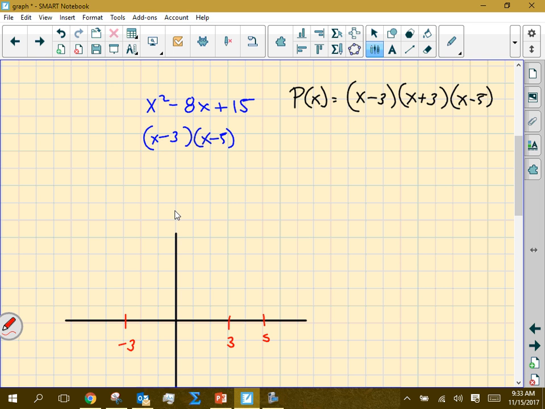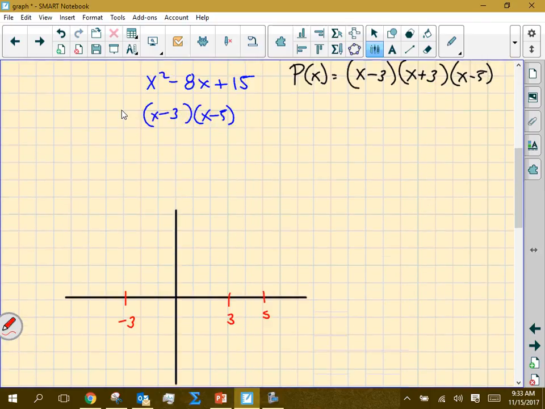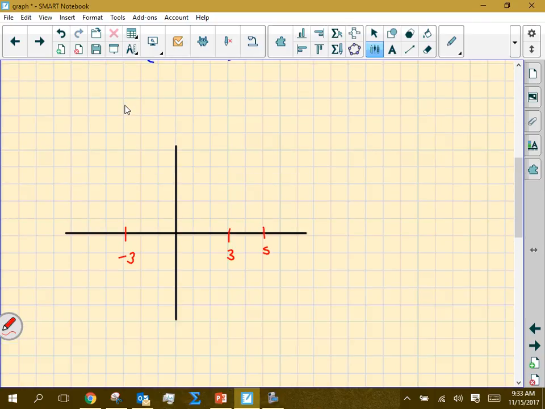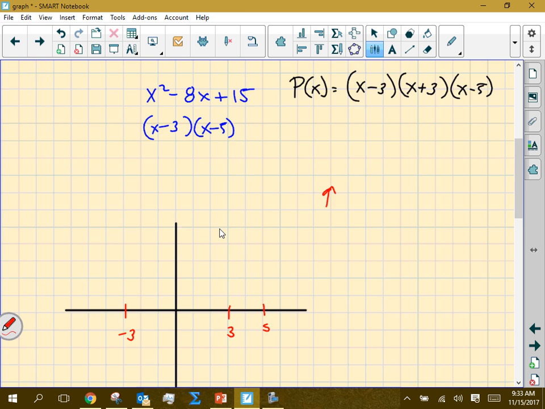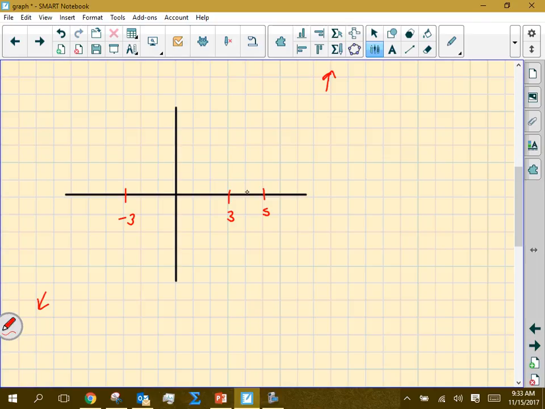If I look at my original polynomial, it's cubic, right? Do you know from section 3.2 what the end behavior of that looks like? It's a positive cubic function. So as x goes to positive infinity, y is going to go to positive infinity. As x goes to negative infinity, y is going to go to negative infinity, right? We also know by looking at the original polynomial that your y-intercept is what? 45. Obviously this won't be to scale, but let's say that's 45.